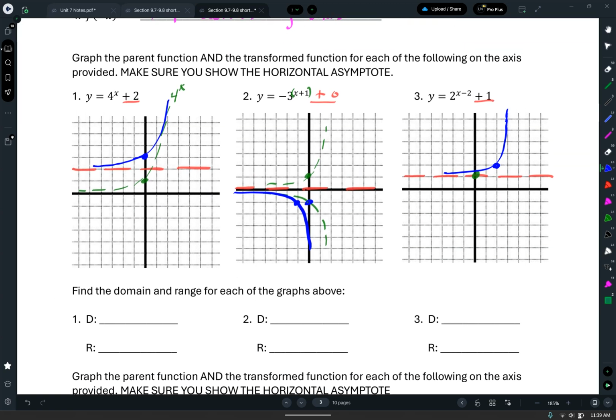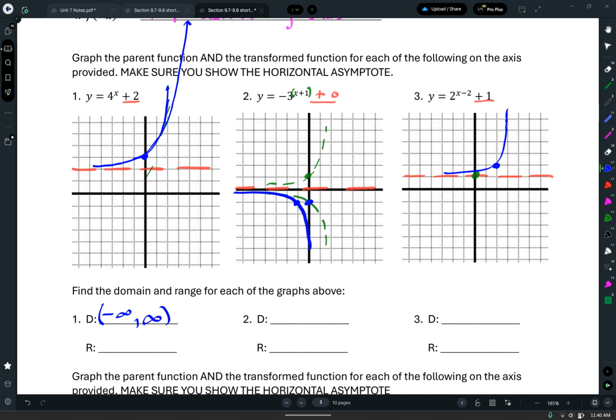Okay, so it says find the domain and range for each of the graphs above. Well, let's think about it. Remember, domain means left and right. So for number 1, look at the blue graph because that's my final. In fact, maybe I'll get rid of that green one just so you're not confused by it. How far to the left does that graph go? Doesn't it go all the way over to negative infinity? And how far to the right? Even though it shoots straight up, it's still gradually moving to the right. So it goes out to positive infinity.